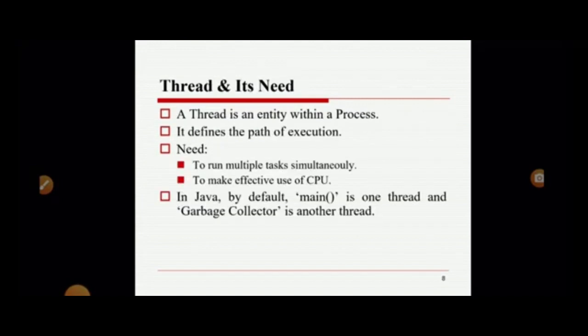So why is a thread needed? A thread is an entity within a process, and it defines the path of execution. The need is to run multiple tasks simultaneously to make effective use of the CPU. That is why we are using the thread concept.